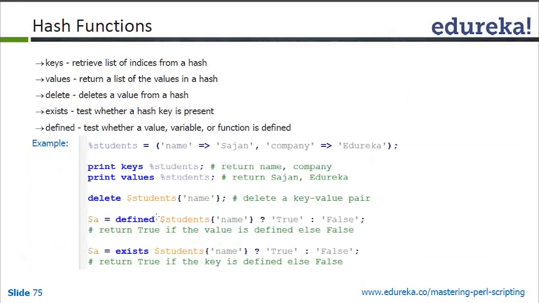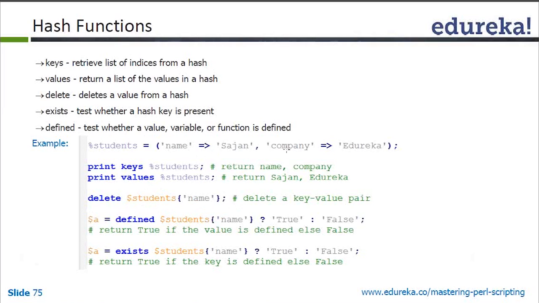Then there are functions like delete, which deletes a record from the hash. Like if you want to delete the name, that is Sajan, from the student's record, then you can do that. You have to be careful when you are operating on it. When you print, you put a dollar variable, and when you have this hash, you put the parenthesis and the name of the key. And again, we have defined. It is used to test whether a variable or function is defined or not.